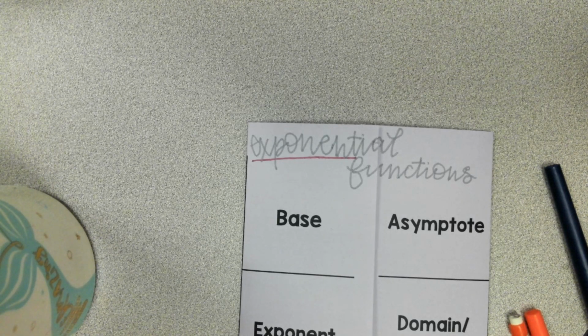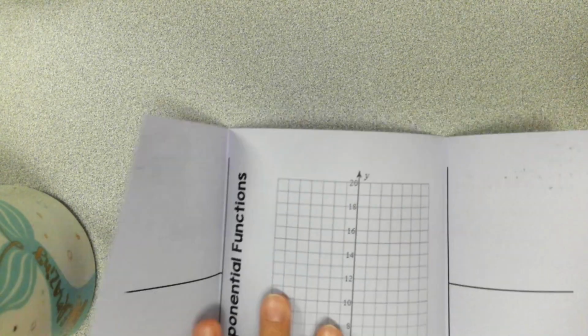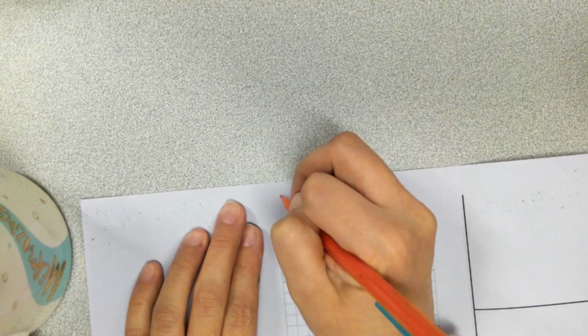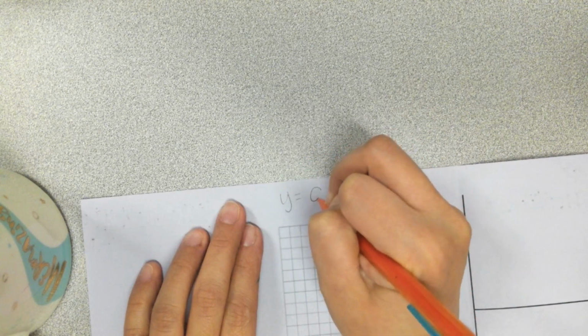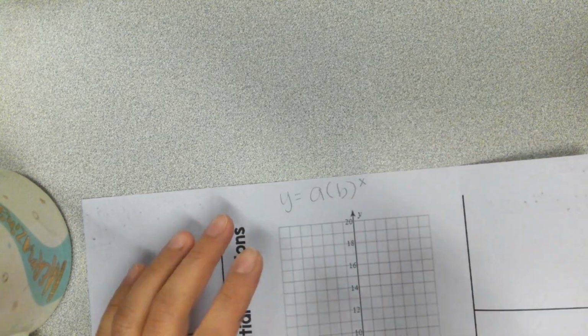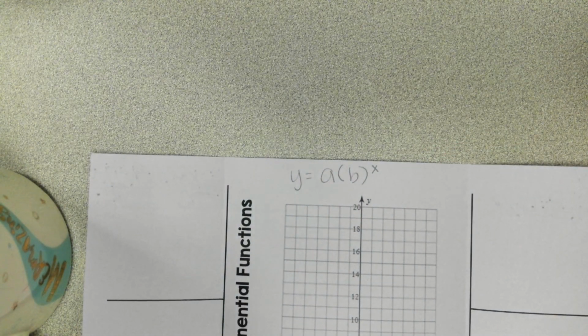So let's get started. To begin this video, we're going to start by looking at the graph of exponential functions. So an exponential equation is one in the form of y equals a times b to the power of x. And I'll be color coding in this video, so if you want to follow along.